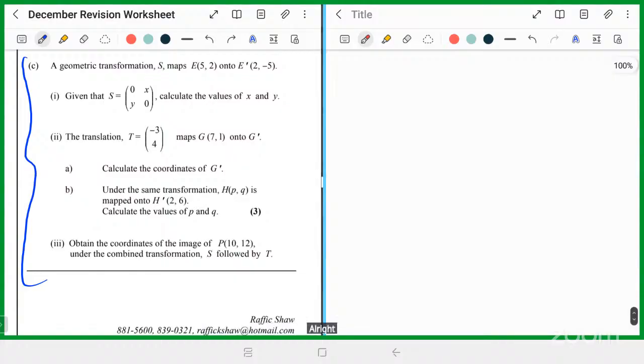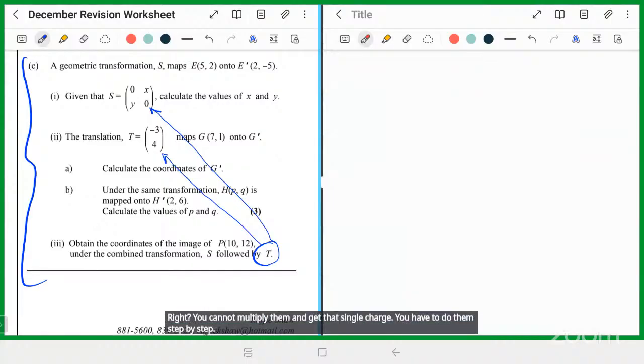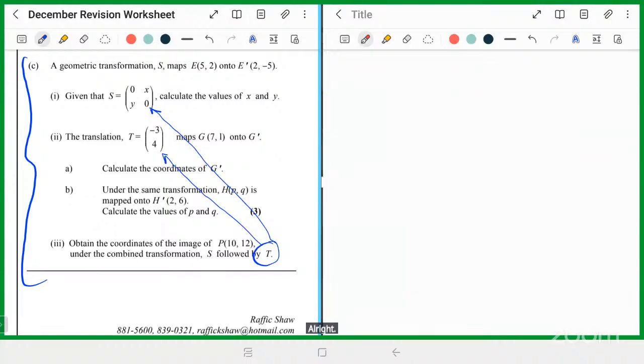Alright, this one says obtain the coordinates of the image of P under the combined transformation S followed by T. Now remember, because a translation is involved, you cannot combine these two transformations in a single step. You cannot multiply them and get a single transformation. You have to do them step by step. So we have no shortcut.